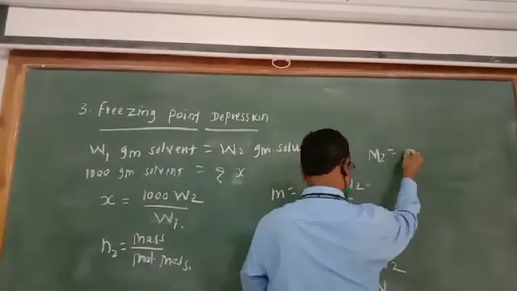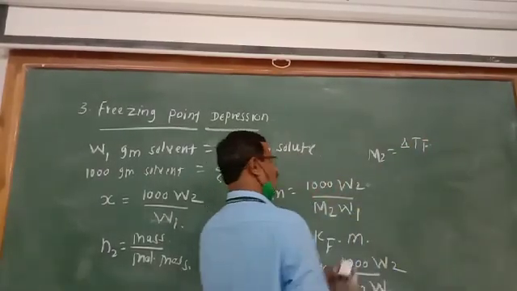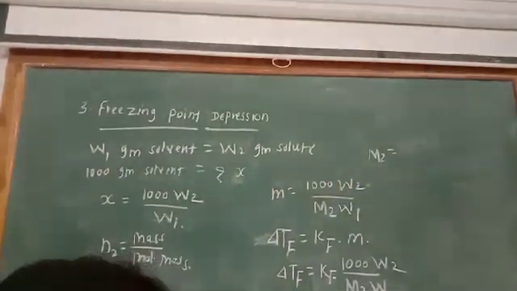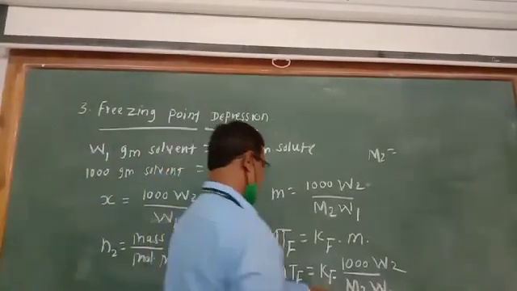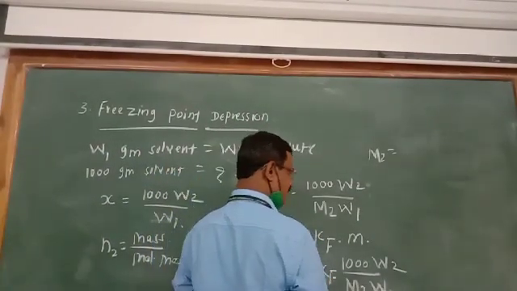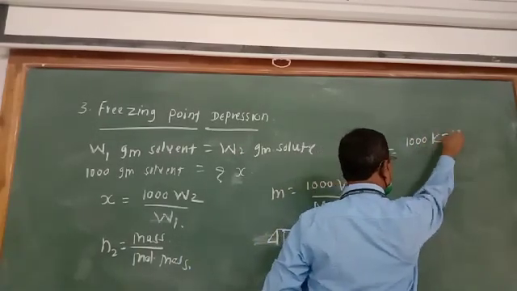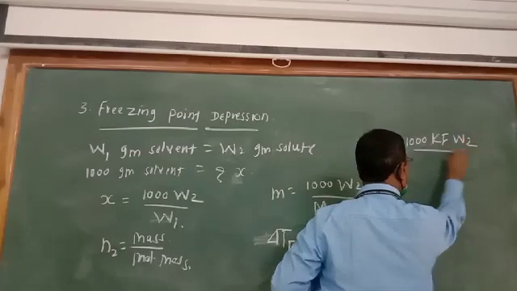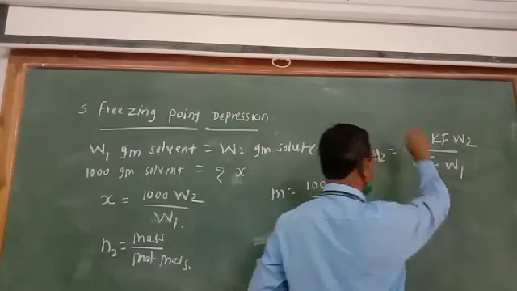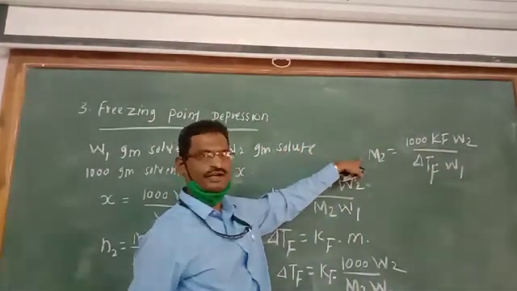This equation can be written for M2 as the final equation. We have to take M2 on the left side. M2 will be equal to 1000 Kf W2 divided by delta Tf W1. Using this equation we can calculate the molar mass of solute, which is the final aim of this colligative property.